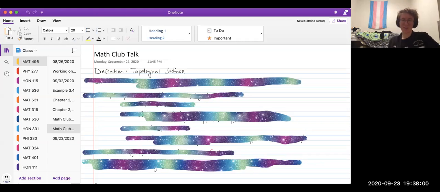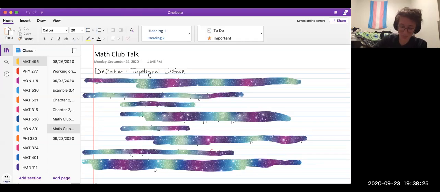topological surfaces. So the beginning part of this, I'm just going to go through some definitions so that we know what these surfaces are. And then once we know what the surfaces are, then we can start talking about things that are on the surfaces. Okay, so first, topological surface.